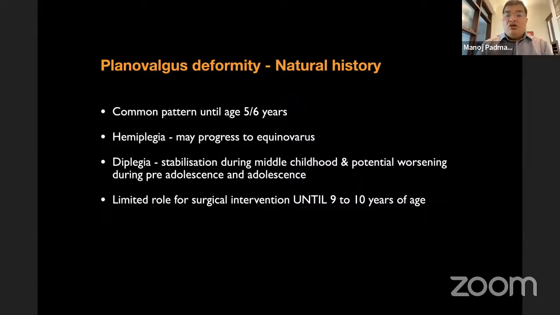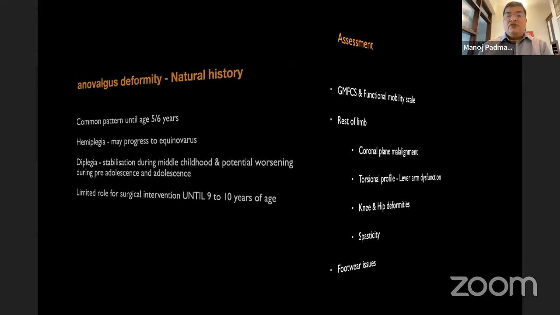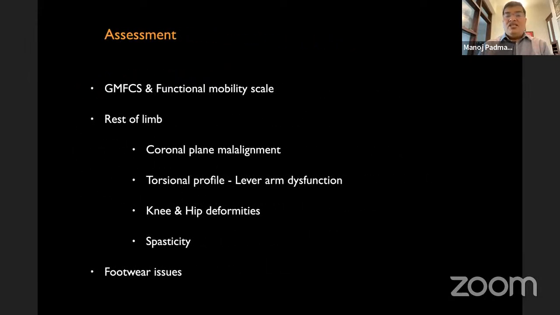So as a general rule of thumb, it's advisable to focus on conservative measures and non-operative interventions until the age of 9 to 10 years. Of course, there are exceptions, wherein there is clear spasticity and poor orthotic control, and you may have to think about surgical intervention. But as a general rule, one needs to be very clear what the actual deformity is before offering surgical intervention.